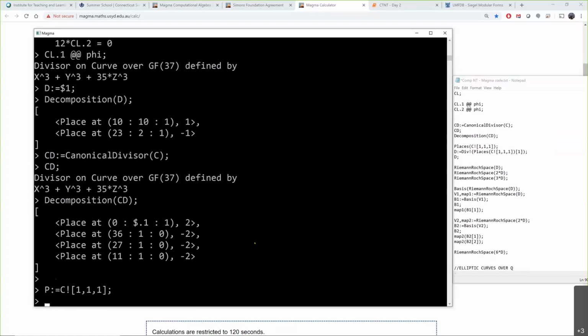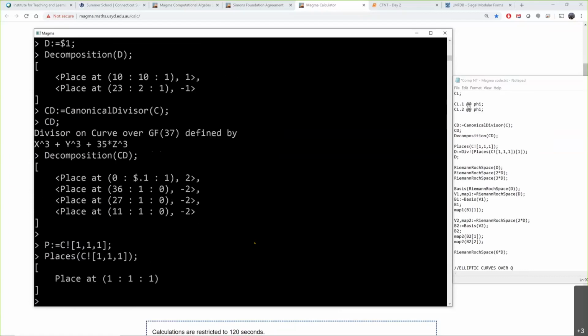Perfect. And then here's a place. What places are there above this point? The places are what the divisors are supported on. They are called places in Magma. And I'm going to call D a divisor. So this belongs to divisors, and is the places above, supported above this point. And there is only one such place, so it's just the first such place.